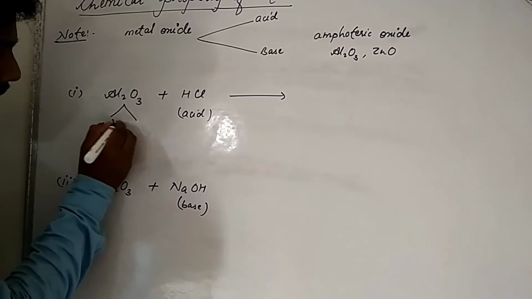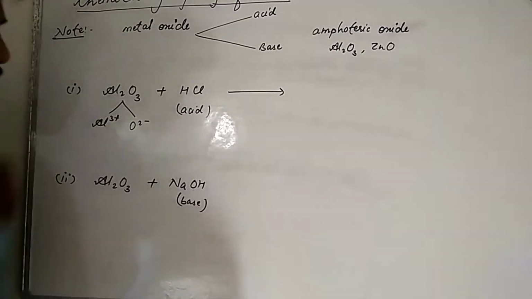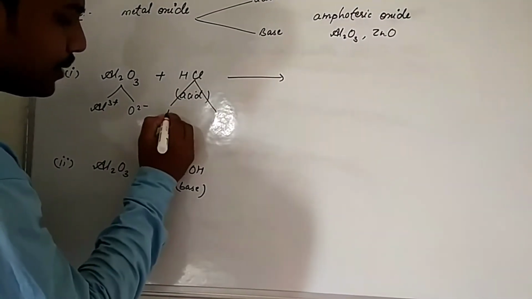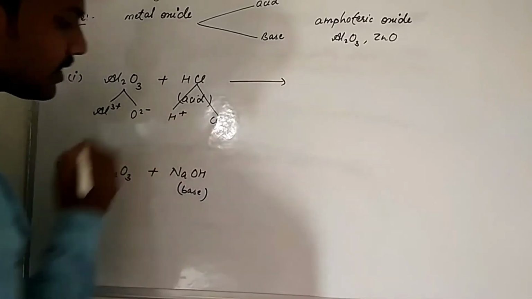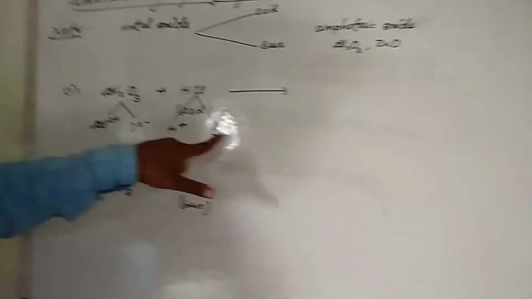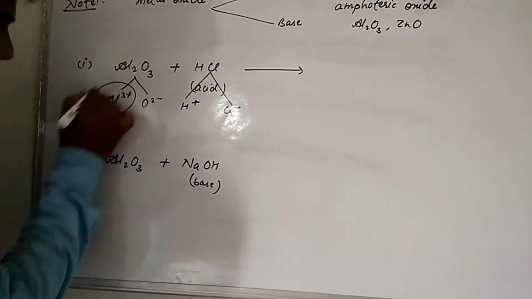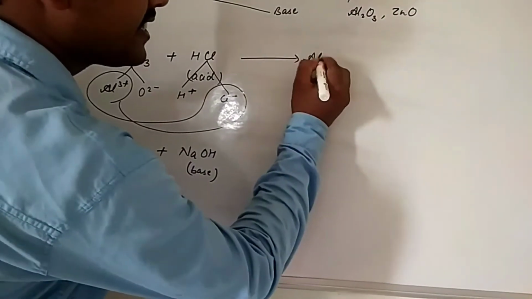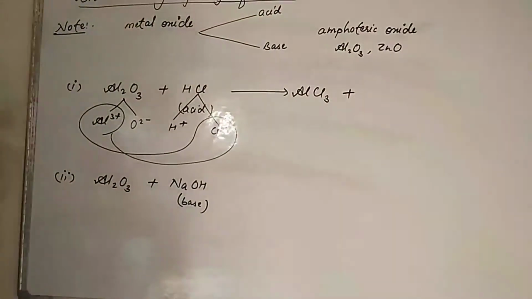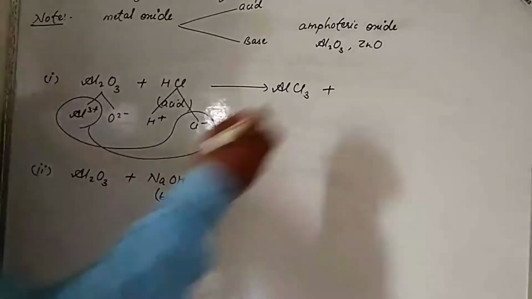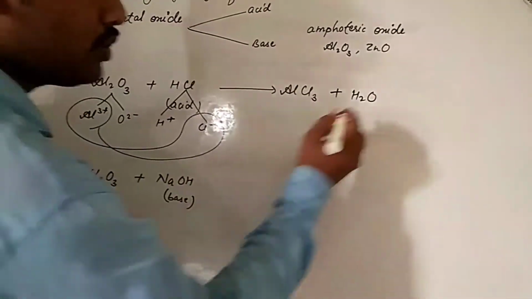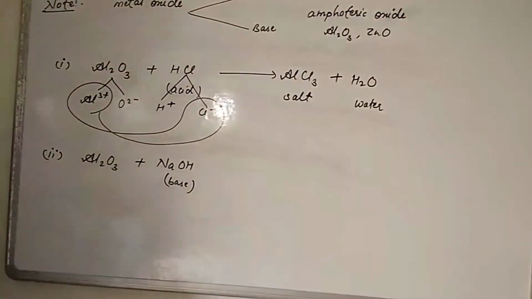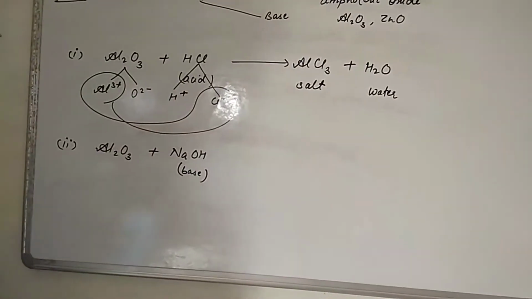Aluminum contains 3 plus, oxygen contains 2 minus. Clear? When HCl breaks, it gives H plus and Cl minus. Now, positive charge attracts negative charge. Now, it forms the product AlCl3 plus H plus 2 minus, that will be H2O. Now, this is water, children. This is salt and this is acid.